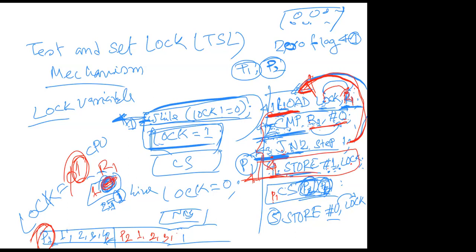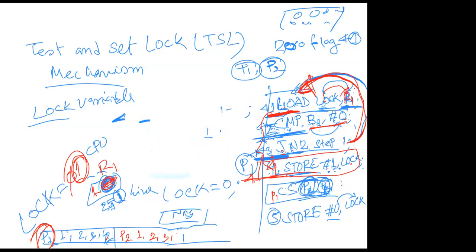So what TSL does is rearrange the code. TSL observes that if a process is preempted between the load command and the store command, then there is a chance two processes can enter the critical section. But if a process is preempted after storing the lock value, then two processes can never enter the critical section at the same time.